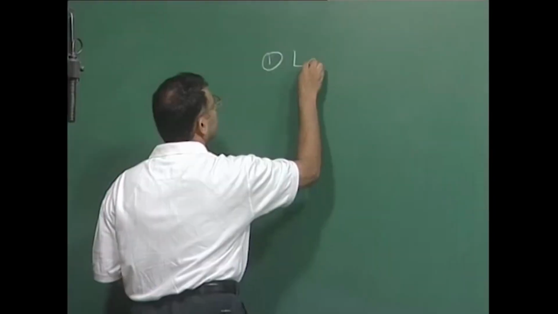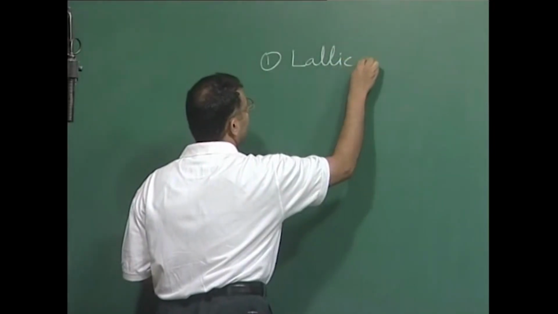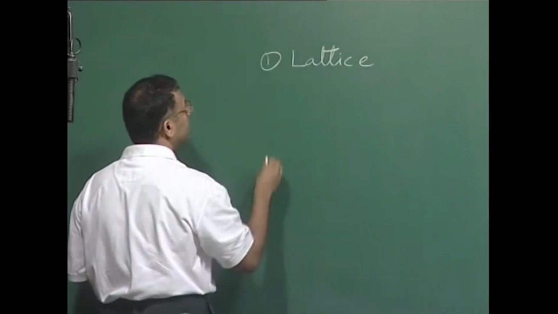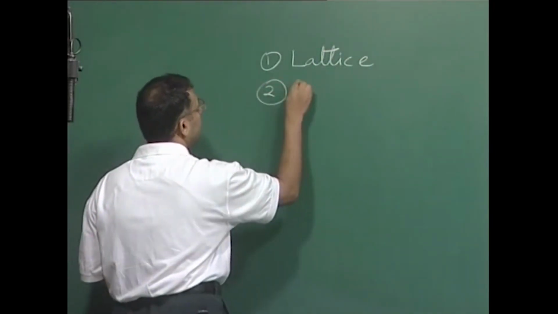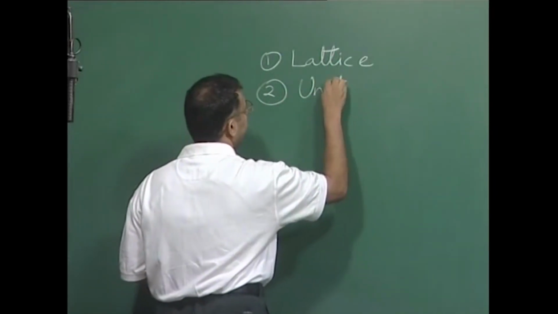So we also considered these lattices in detail, and when we considered these lattices, we were focusing our attention on 3 aspects, and I will go to the board and write down these 3 aspects so that they are there for your reference. The first one being the lattice itself, the second one being the unit cell of the lattice.